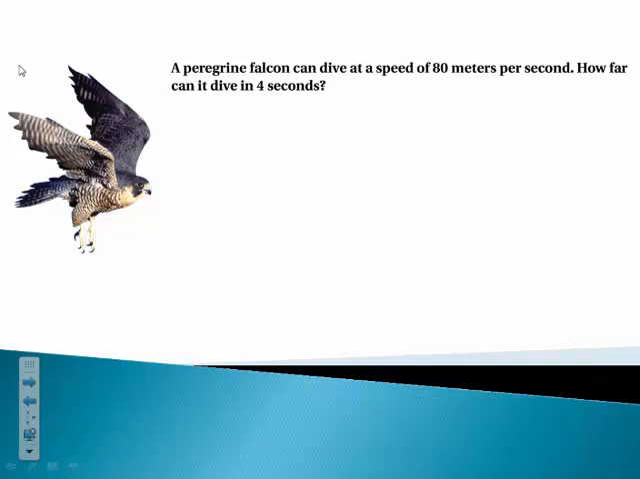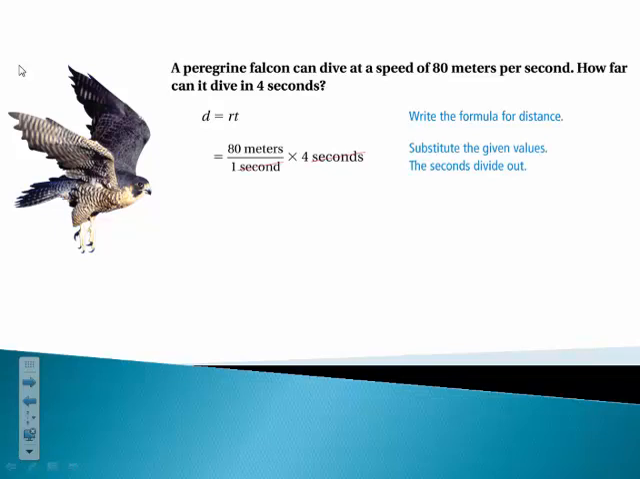A peregrine falcon can dive at a speed of 80 meters per second. How far can it dive in 4 seconds? So it's saying how far, so we're looking for distance. So we're going to have to do rate times time equals distance. So our rate is 80 meters per second.